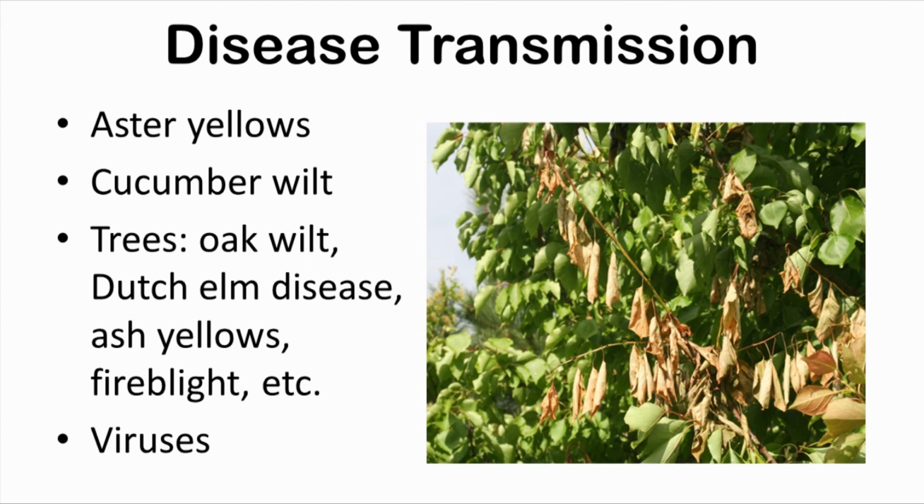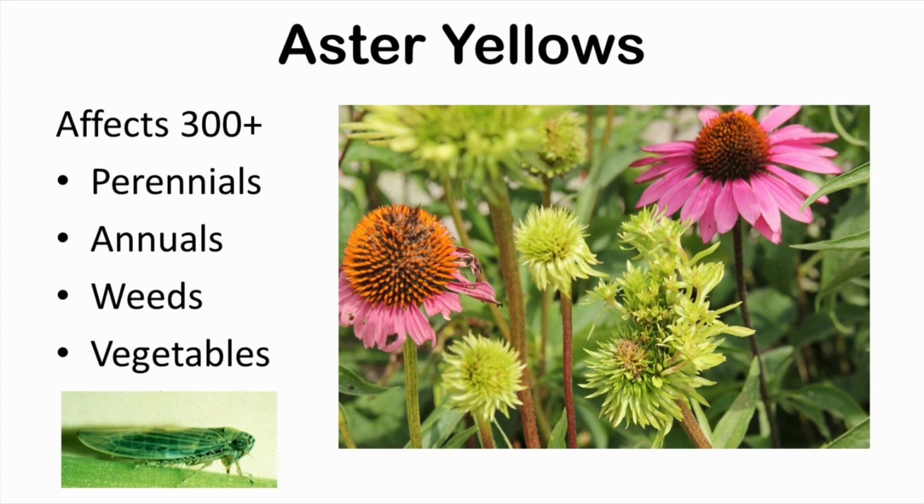Insect vector diseases tend to be more important in commercial agricultural production than in backyard gardens, but there are a number of insect-transmitted diseases that gardeners may encounter. Aster yellows, which is spread by the aster leafhopper, is one that is frequently seen in perennial gardens.